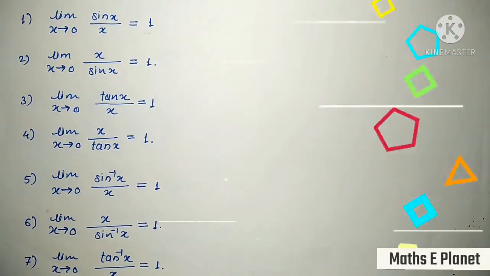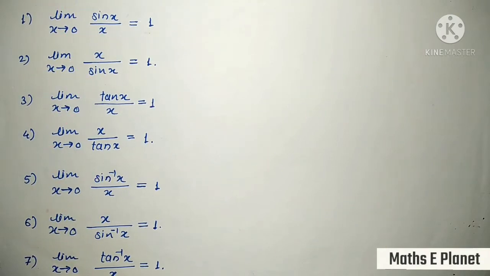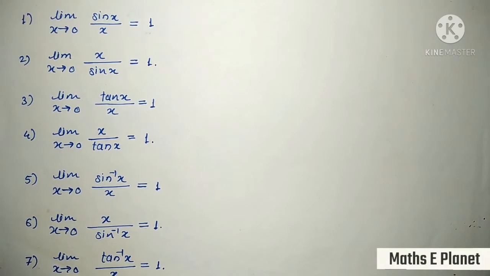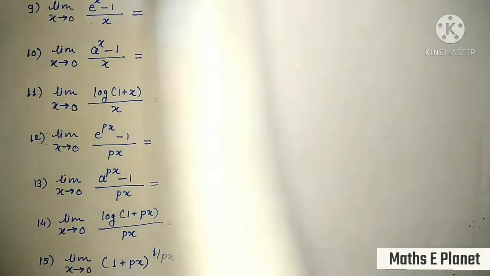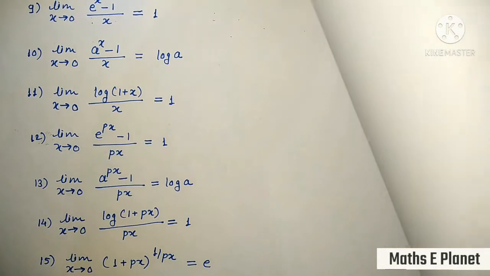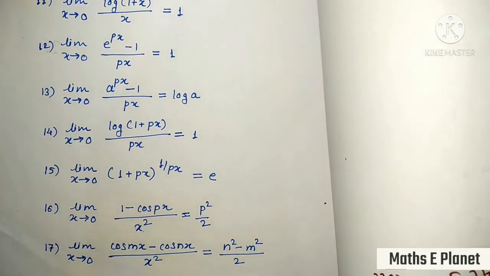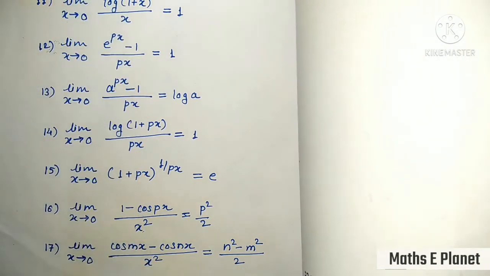By using this trick you will be able to write all the formulas from the topic limits without making a single mistake. So without wasting time, let's get started. Here I have listed all the 17 formulas from the topic. Have a look at the formulas first. These are all the formulas which I have listed. By using this trick you will be able to recite or write all these formulas without memorizing them.